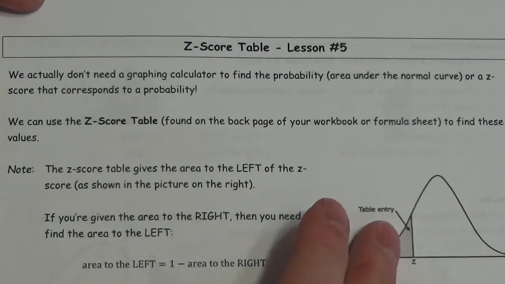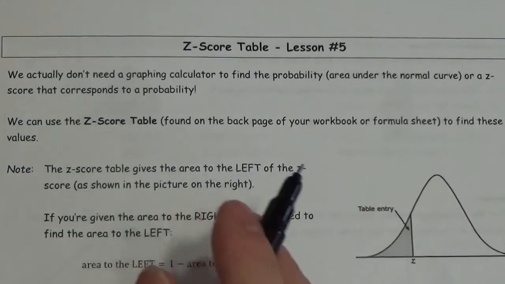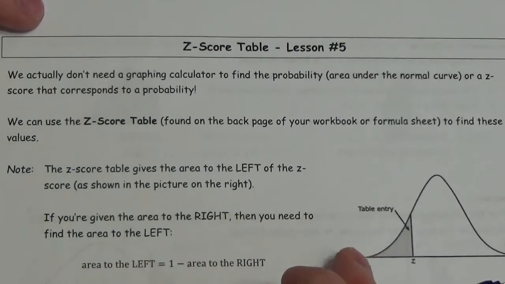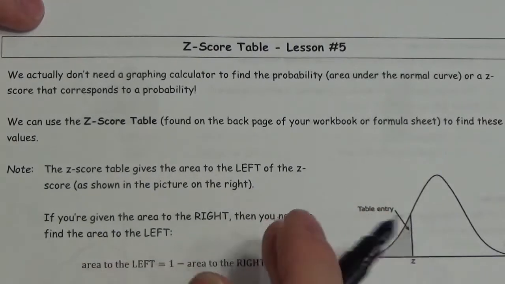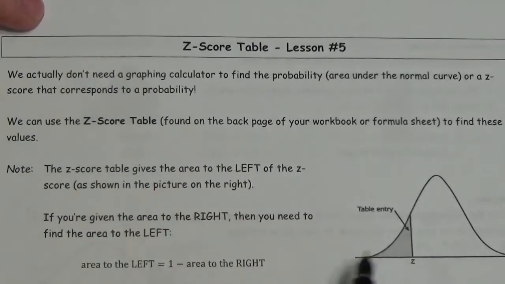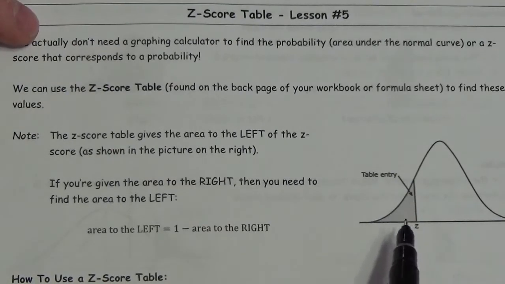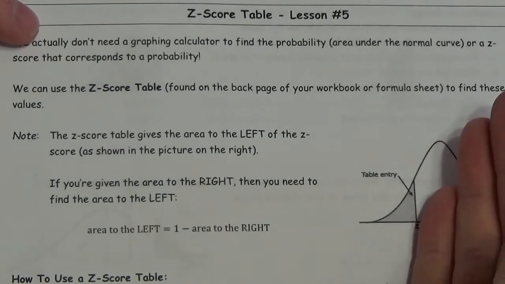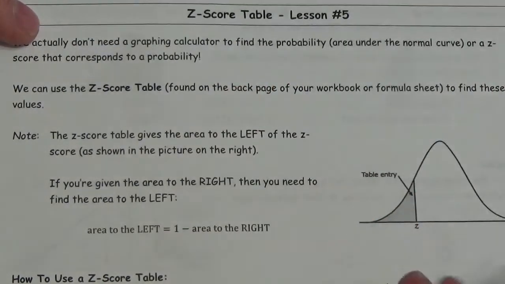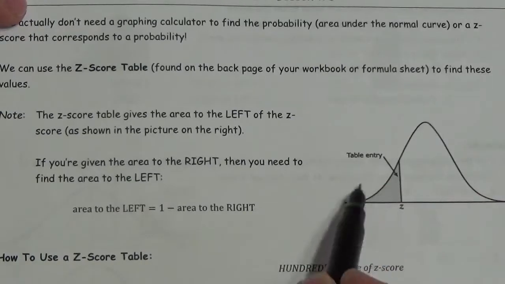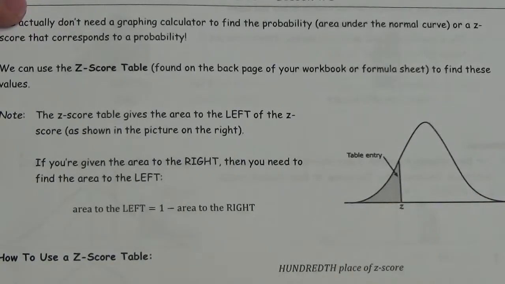Now remember that the Z-score table links back to the inverse norm feature on the calculator. The inverse norm feature takes the area to the left and spits out a Z-score, okay? Well, that's basically what the chart is doing: it's linking Z-scores to the area to the left of that value. If you want the area to the right, then you just go 1 minus whatever you see in the chart.